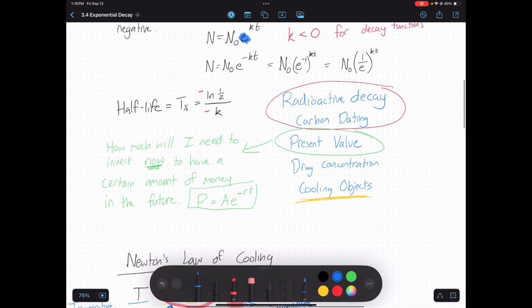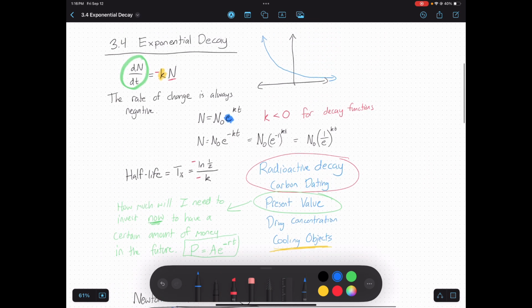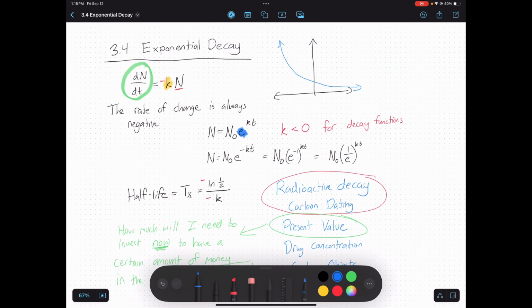Awesome. Those are some really cool examples of ways that exponential decay is used. So try out a few of these on your homework, and then I'll be going over a couple in the examples video. Good luck, guys.